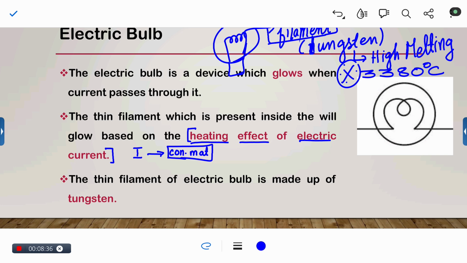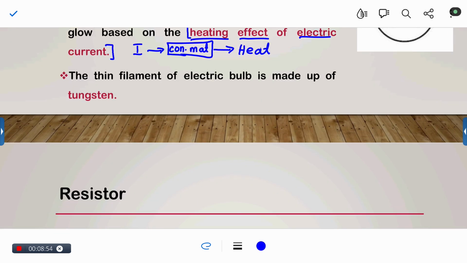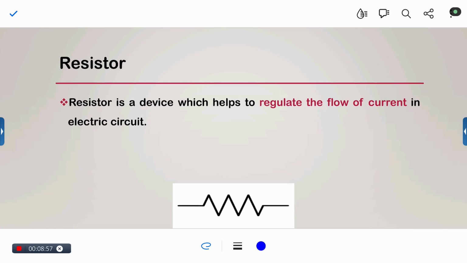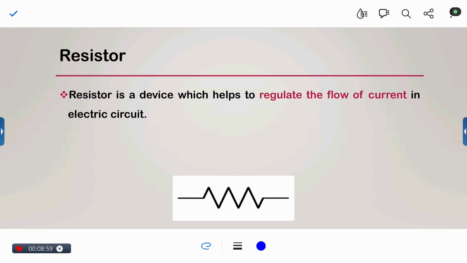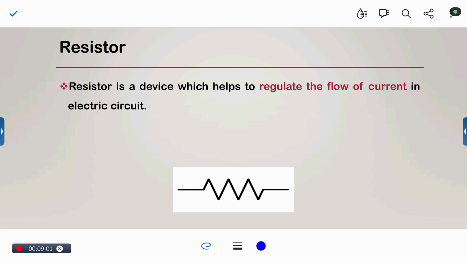If you are passing electric current through the conducting material, the bulb will start to produce heat. And this effect only we call the heating effect of electric current. And then, what is the next component you are having? Resistor. So what is meant by a resistor?